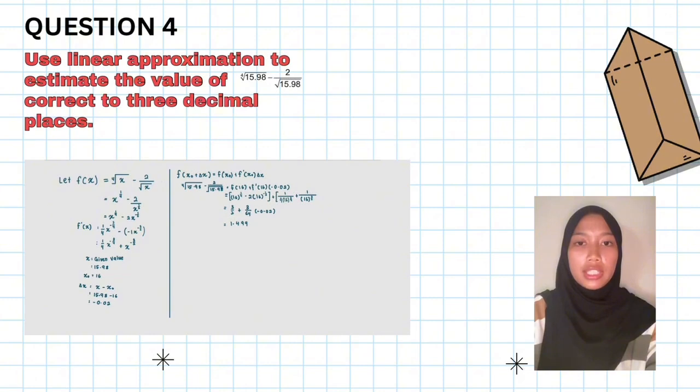We substitute 16 into x, which is 16 to the power of 1/4 minus 2 times 16 to the power of negative 1/2, plus 1/4 times 16 to the power of negative 3/4 plus 1 over 16 to the power of 3/2, multiplied by negative 0.02. We get 3/2 plus 3/64 multiplied by negative 0.02. We get the answer, which is 1.499.